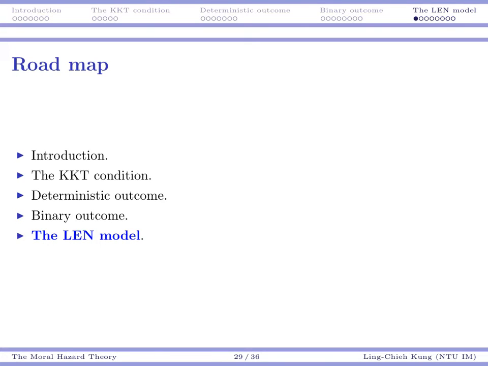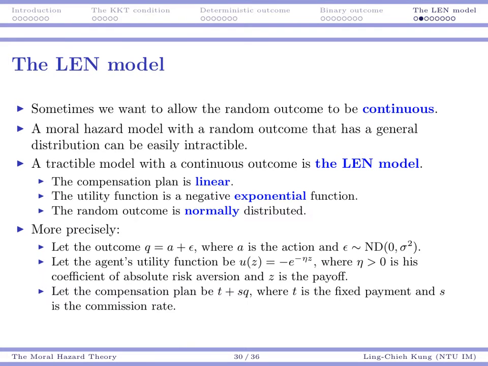Okay, now is our last topic. We're going to introduce you the LEN model. Our objective is to have a model that studies the uncertainty of random outcome. But in the previous video, when we introduced the first model, that's the binary model, your outcome may just be either 0 or 1. So here we want to somehow broaden our understanding and to study a random outcome that is continuous. Okay, so that's our objective.